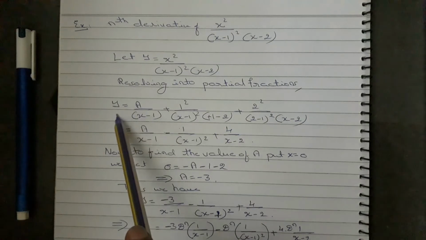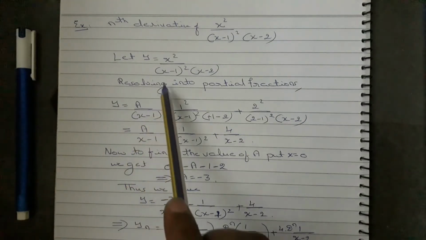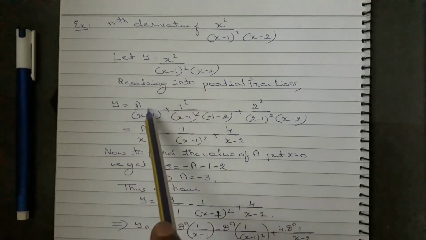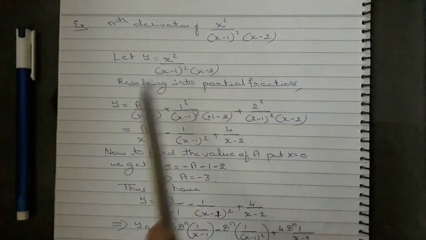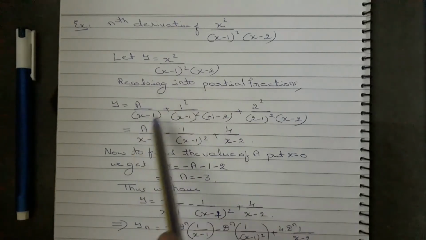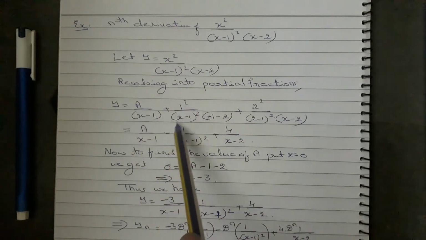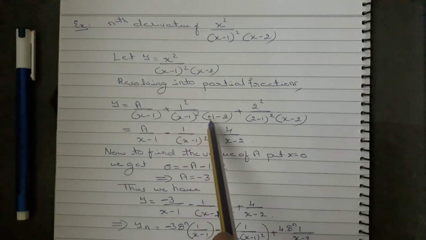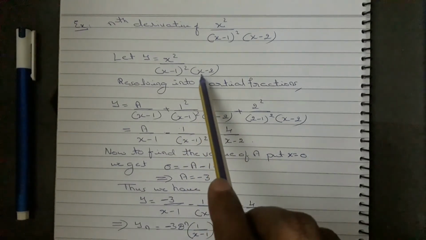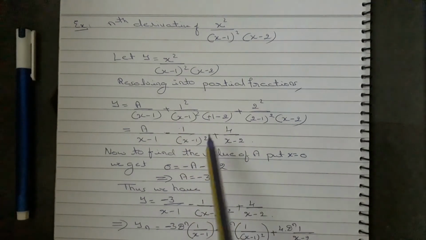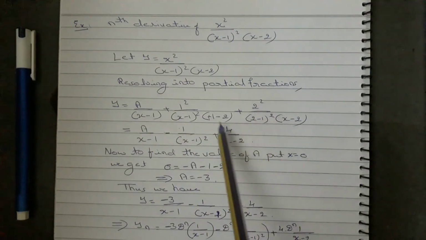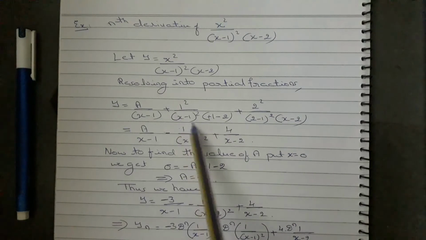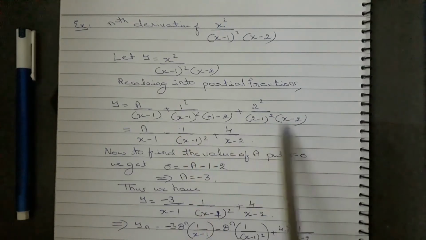you can write this as y equal to a divided by x minus 1, plus, because you're getting here (x minus 1) whole square. For this you get x is equal to 1 and x is equal to 2. First, take x is equal to 1, so it will become 1 square divided by (x minus 1) whole square, plus 1 minus 2. For this you have to put x is equal to 1. Next, consider x is equal to 2, so you put 2 square divided by (2 minus 1) whole square and x minus 2 as it is.